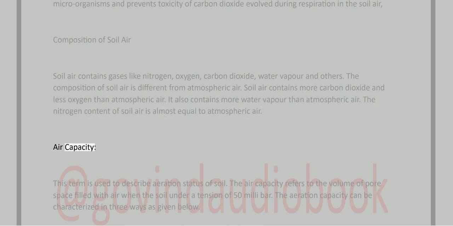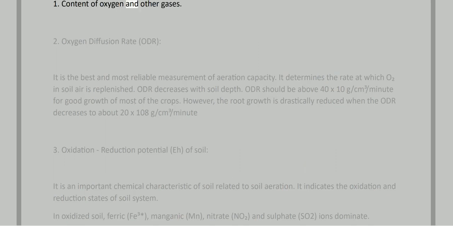Air capacity. This term is used to describe aeration status of soil. The air capacity refers to the volume of pore space filled with air when the soil is under a tension of 50 millibar. The aeration capacity can be characterized in three ways as given below. 1. Content of oxygen and other gases. 2. Oxygen diffusion rate, ODR.